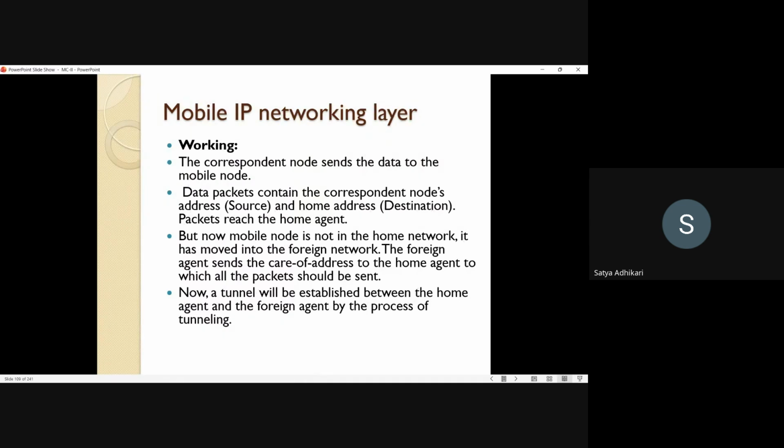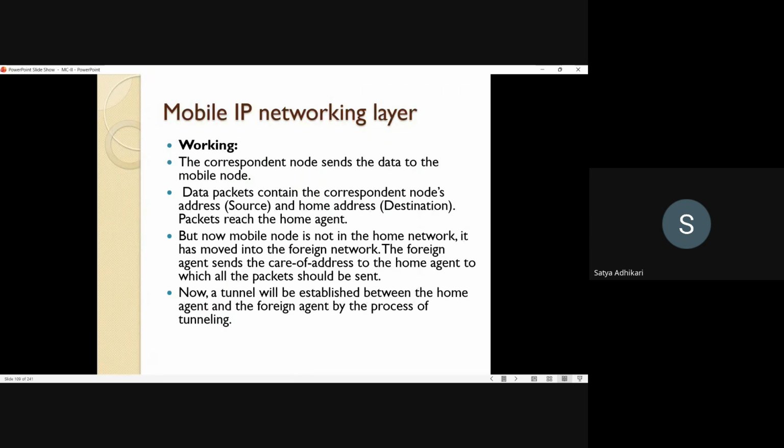But now the mobile node is not in the home network. This is the problem. Suppose you are staying in your home, your postman belongs to the local post office and knows you, he immediately delivers data to you at your home. But the problem is you are not in your home. You have already moved to another location. So now the mobile node is not in the home network. It has moved into the foreign network.